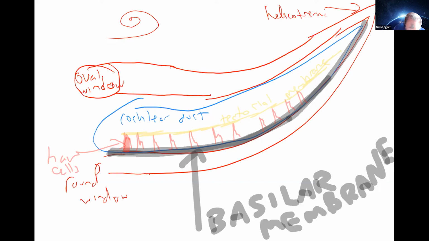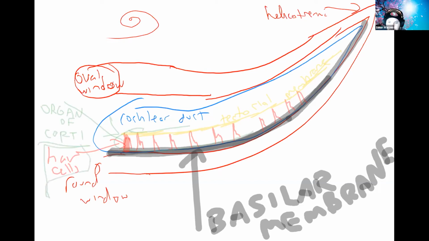Ethan, the organ of Corti is this. The organ of Corti is the hair cells with that little membrane on it, the spiral organ of Corti. It includes the hair cells. So when people talk about the organ of Corti, it's the hair cells and associated structures sitting on top of this basilar membrane. The basilar membrane is not homogeneous. It's not the same in the different sections.